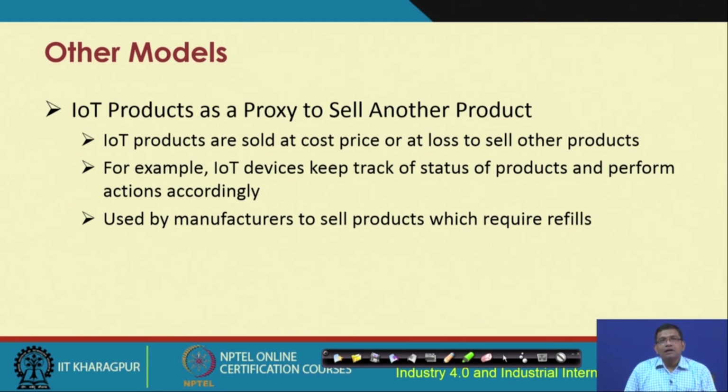In other words, IoT products are sold at cost price or at a loss to sell other products. For example, IoT devices can keep track of the status of the products and perform actions accordingly, and these can be used by manufacturers to sell products which require refills. So, this is a type of model that is attractive for IoT based products.